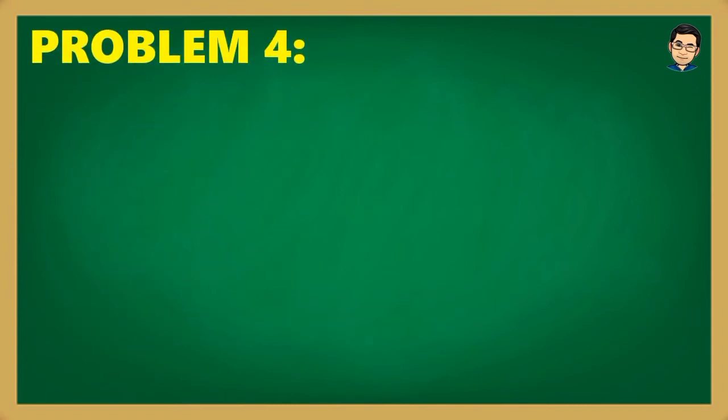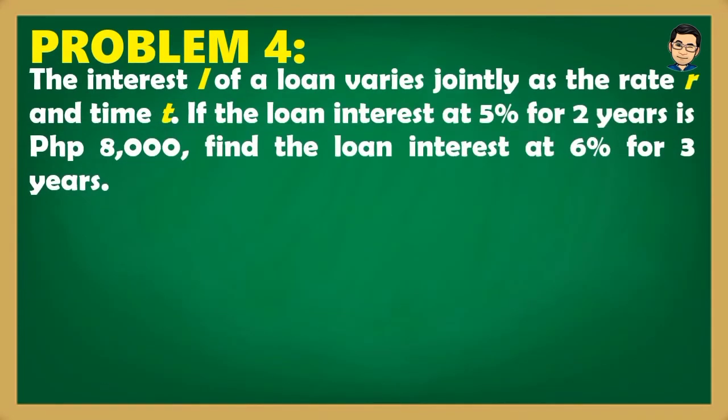So, let's have problem number 4. The interest of a loan varies jointly as the rate and time. The loan interest at 5% for 2 years is 8,000 pesos. Find the loan interest at 6% for 3 years. So, yung constant of variation na hinahanap natin dito is yung principal amount. So, yung kung magkano yung ilo-loan.